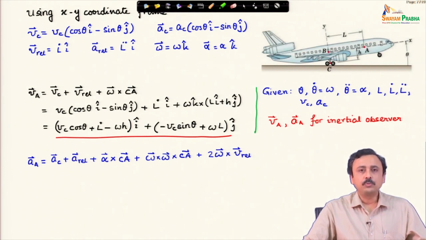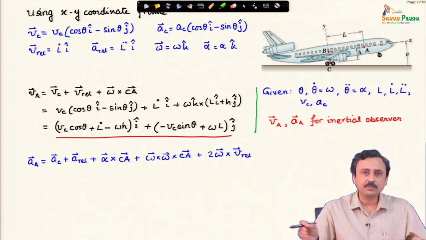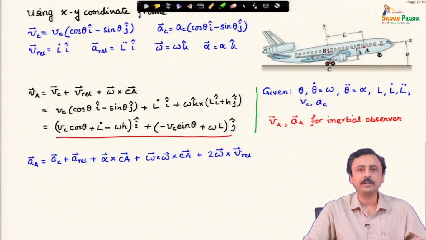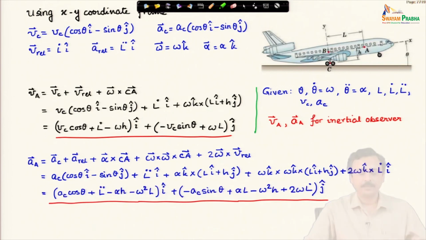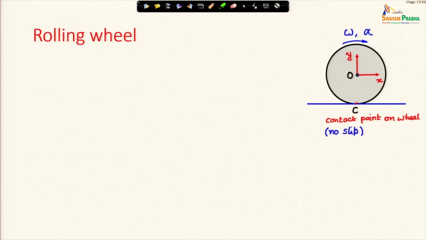Next, we move to the acceleration. This is the master equation. A_rel, because the person is walking in a straight path, has only one component, along the x axis, and that is what we have written out, L double dot i cap. Just plug in all these expressions and simplify, and that is going to be the expression of acceleration of the person A as seen by an inertial observer. So, I will leave it to you to check out the details.